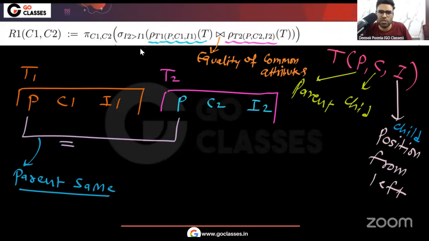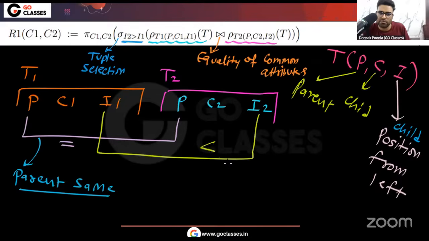Next, you can see what else we want of those tuples. Here there is a select, so you can see we have tuple selection. Whatever tuples you have, let me tell you which type of tuple we want. I will tell you, don't worry. But the point is that in the tuple that I want, this I2 should be greater than I1.